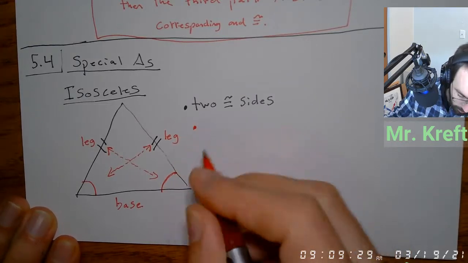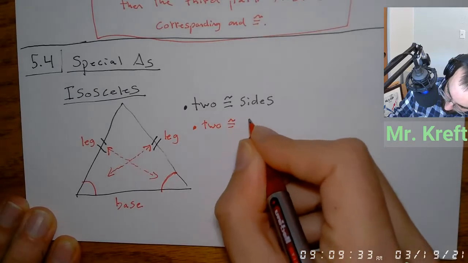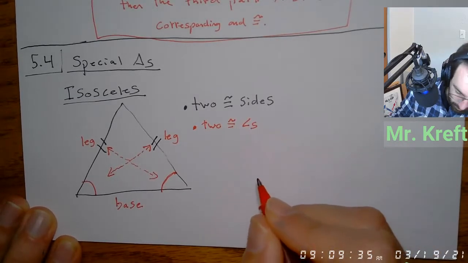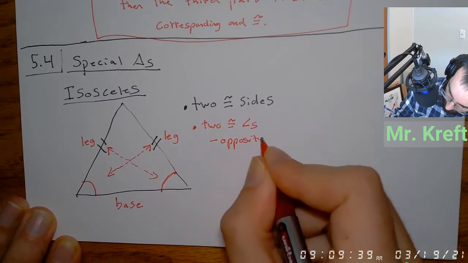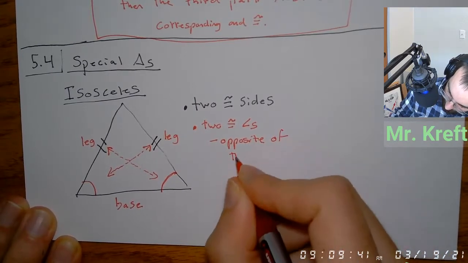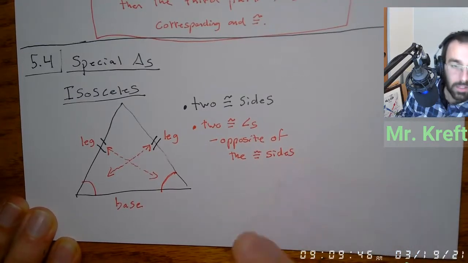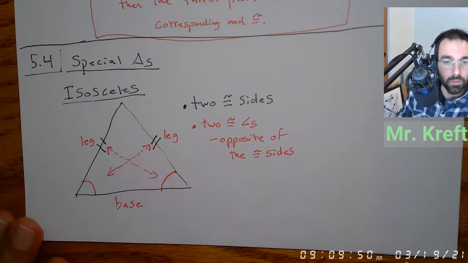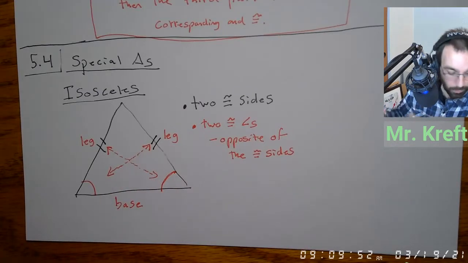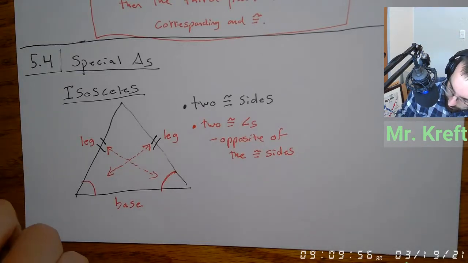Okay, so let's write this down. So we also know that there are 2 congruent angles, and they are opposite of the congruent sides. Okay, and that's vice versa as well, right? So if we have congruent angles, then we know we have congruent sides. And if we have congruent sides, we know we have congruent angles. Okay.